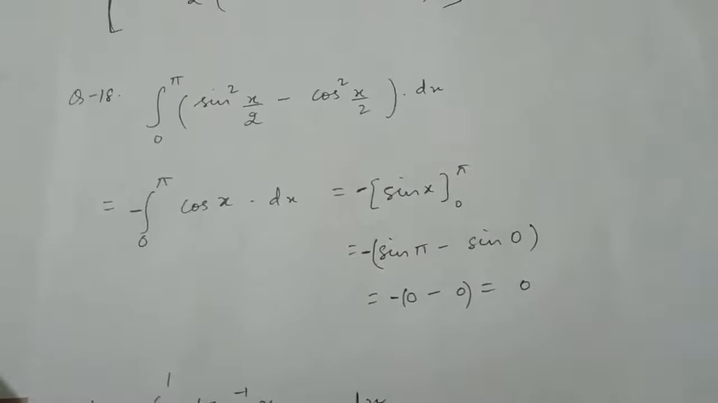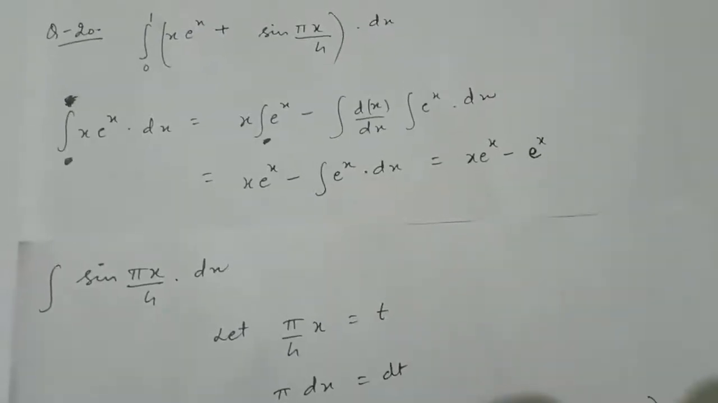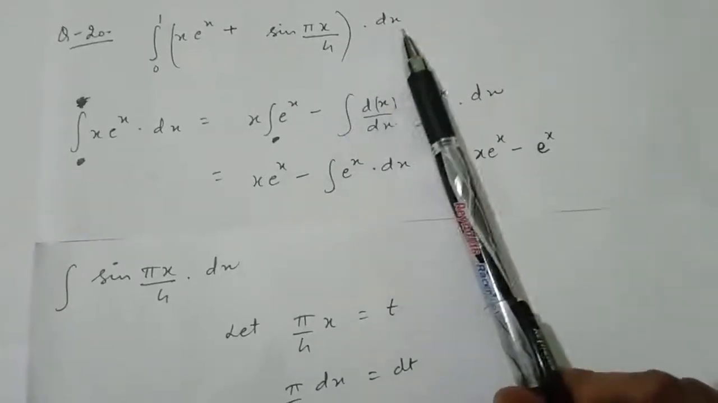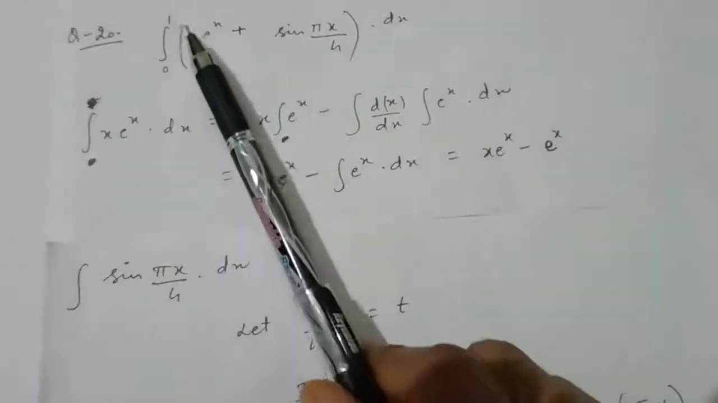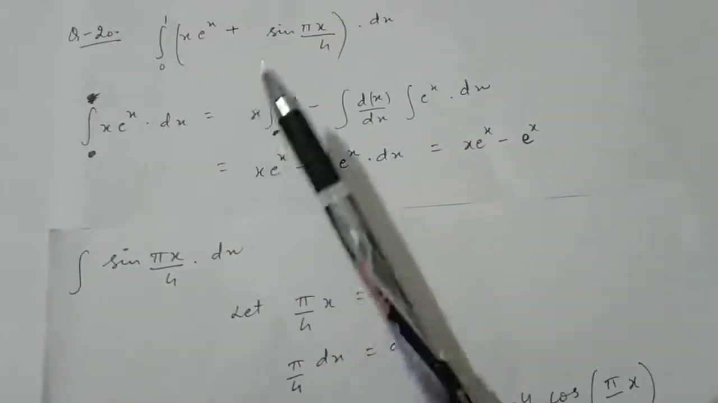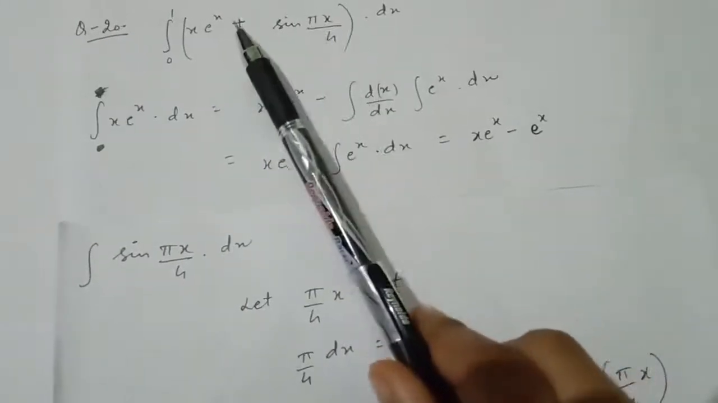So the answer will be 0. Clear? Now question number 20 is integral of x into e raised to the power x plus sin pi x by 4 into dx, and the limits are 0 to 1, right? Now to find this definite integral, first of all we will find the integral of this function.